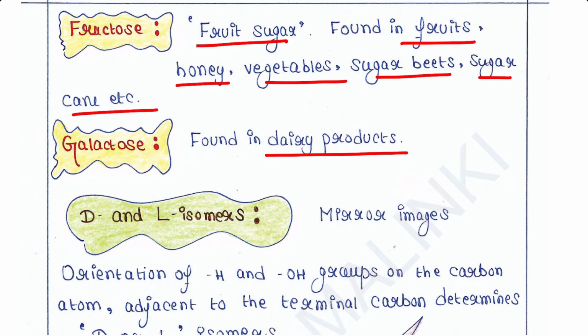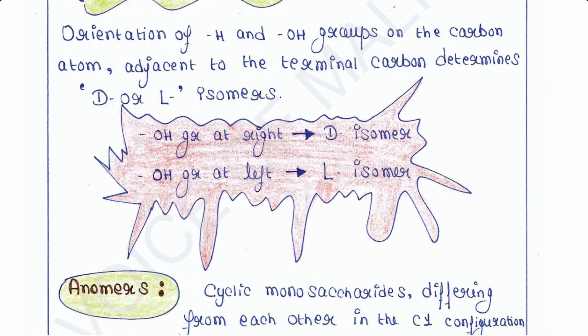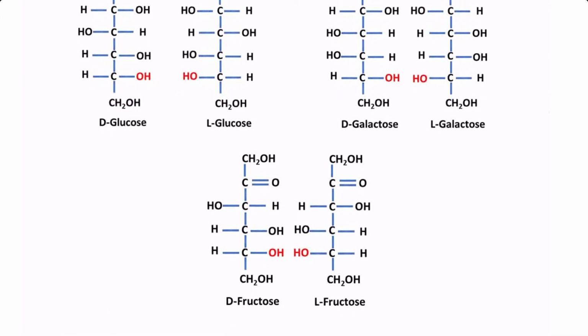Now we will talk something about D and L isomers. So D and L isomers are mirror images of each other. So let's see the picture. The orientation of hydrogen and hydroxyl group on the carbon atom, specifically on this carbon atom, determines whether the sugar is D or L isomer.